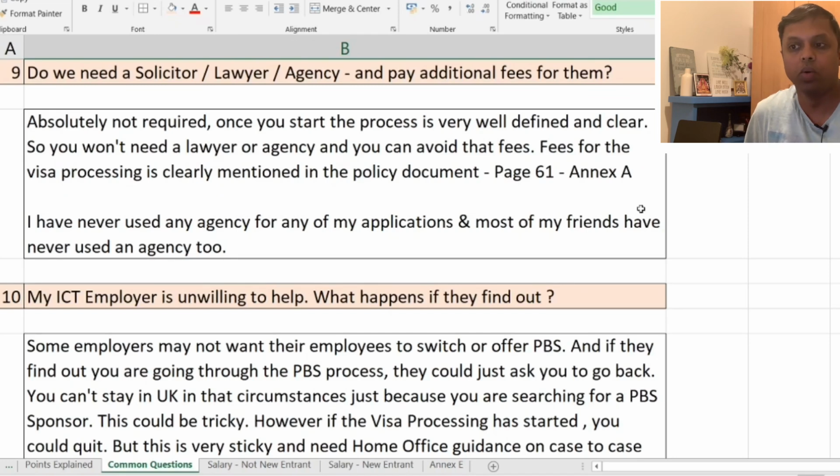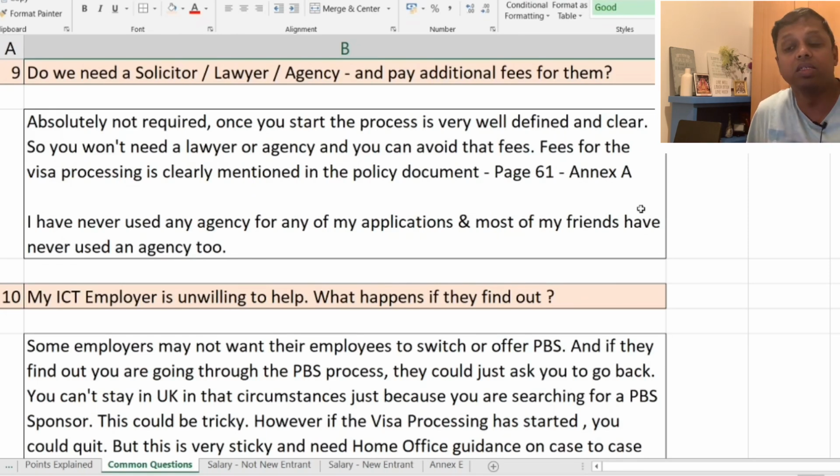I had come to UK through the HSMP, like I said, and I've never used an agency or a lawyer or paid fees to anybody else apart from the Home Office. Most of the friends that I know of who've come to UK have also never used an agency. There is no need to use an agency. The UK Home Office visa processing is very, very clear and straightforward. Once you start the process, everything is really self-guided and very easy to follow.